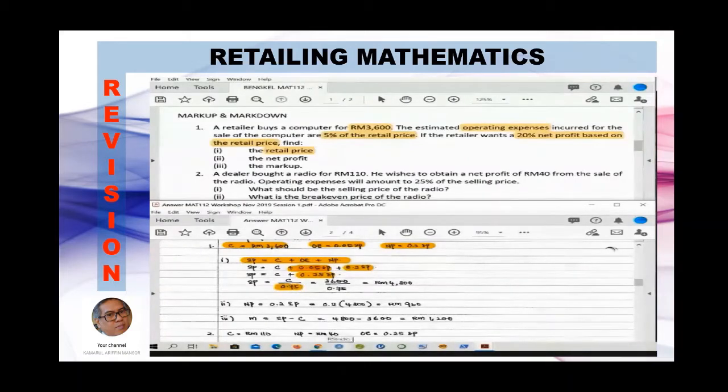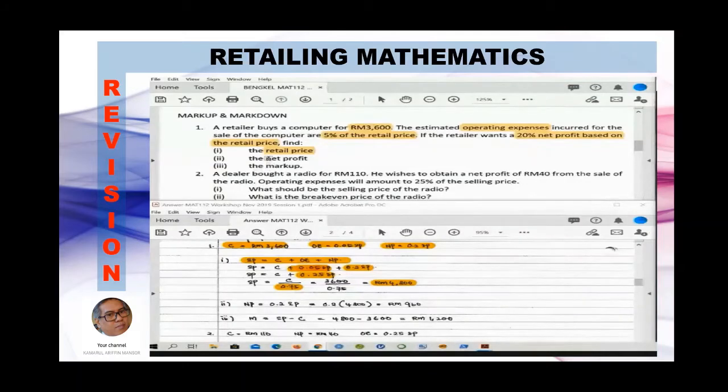And you know that from the beginning nilai C adalah 3,600. So that means 3,600 divided by 0.75. So you get the selling price to be 4,800. Okay. So itu nilai selling price. Okay, itu nilai selling price. Saya check balik dapat tak information semua. Okay, itu untuk yang pertama.